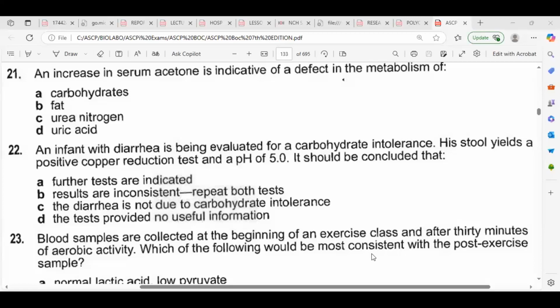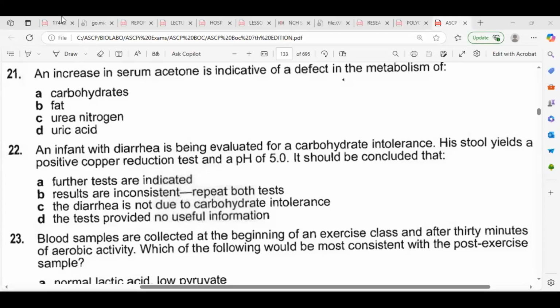It's not possible, because diarrhea is not always due to carbohydrate intolerance, but it is one of the causes of diarrhea. What you see here is that because of carbohydrate intolerance, the stool of that infant has a positive copper reduction test, which means reducing sugars are there and they are not digested and not absorbed as usual. And that can be a cause. I hope that one is a bit clear.